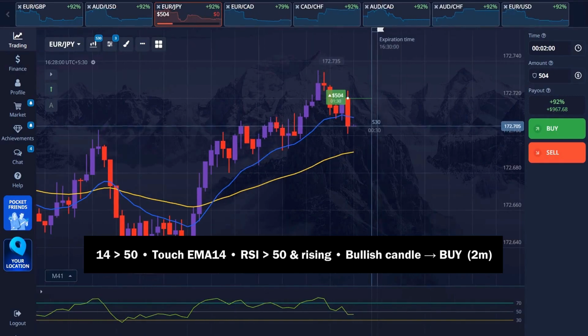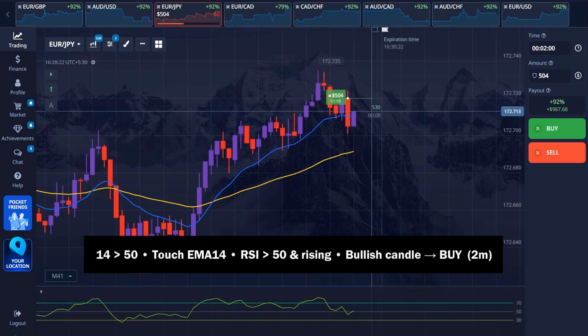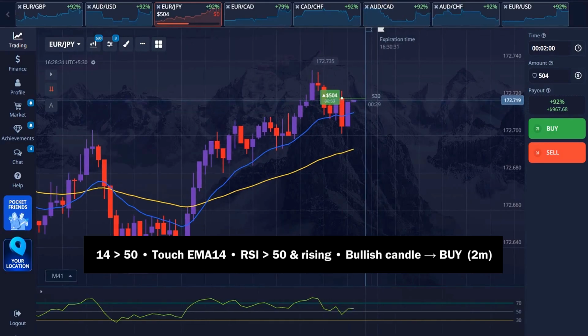Momentum. RSI-7 is above 50 and ticking up. Remember? Above 60, closer to 70 equals stronger. Signal. We get a firm bullish candle right after the touch on EMA-14. With all four rules aligned, I take a buy with a 2-minute expiry.